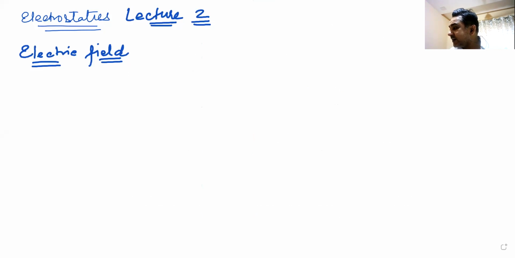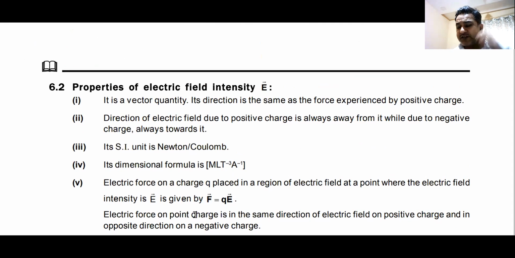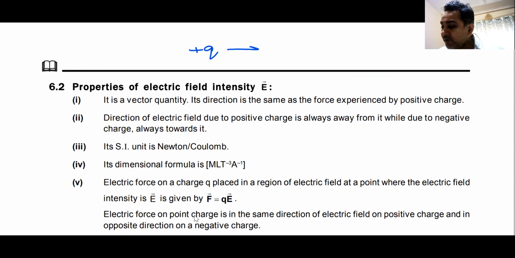Now, who creates this electrostatic field? We call it electrostatic field and not electric field. Who creates this electrostatic field? A charge itself will be creating that electrostatic field. And if you bring another charge in its vicinity, in that region, that other charge will experience that electrostatic force. I also told you in which direction what charges will experience force. A positive charge will experience force in the same direction as that of electric field. But if the charge is negative, it will experience force in the opposite direction of electric field.